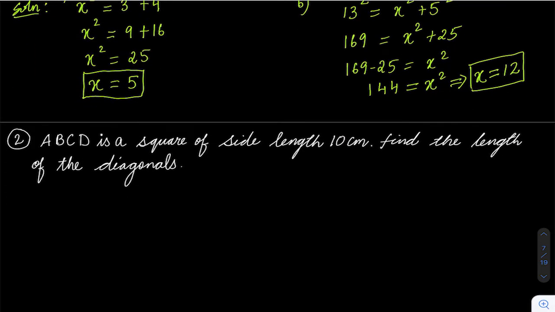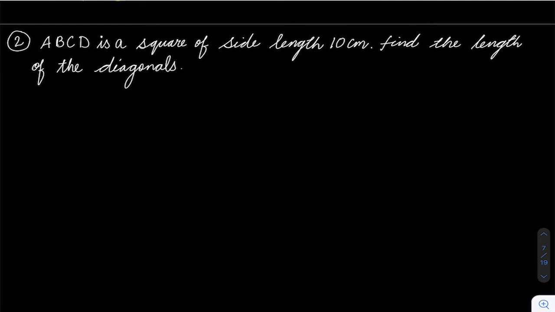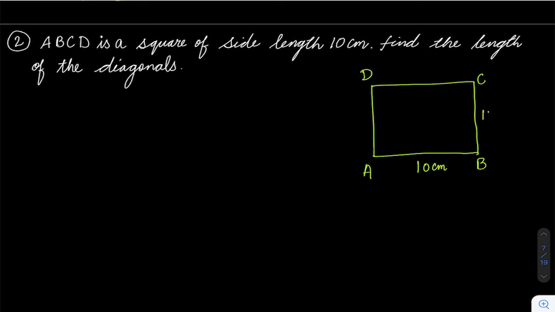Okay, let's try some exam style questions. First: ABCD is a square of side length 10. Find the length of the diagonals. So what we have is a square. Let's take this square to be ABCD. It's given that its side length is 10 centimeters, and we know that in a square all sides are equal, so all sides are 10 centimeters. We have to find the length of its diagonal.